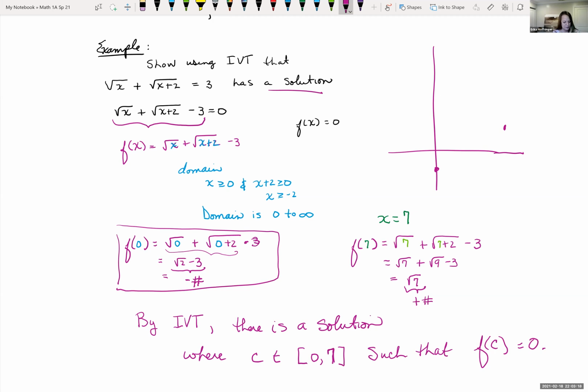So that's why I chose 7, but I'm wondering, like 4 might work, because the square root of 4 is 2, right? Plus the square root of 4 plus 2 is the square root of 6, minus 3. I think that's a positive number, because the square root of 6 is a number between the square root of 4 and the square root of 9, between 2 and 3. So 2 plus something between 2 and 3 would be a positive number. So I've even sandwiched it down further that there is a 0, but I wanted just something that would give me a y value that was a positive number, and that's why I chose 7.